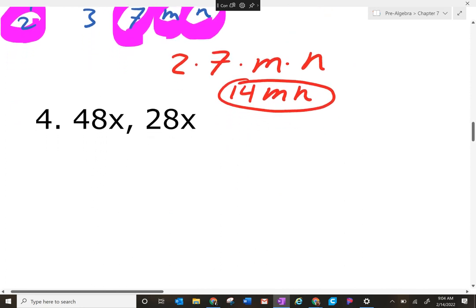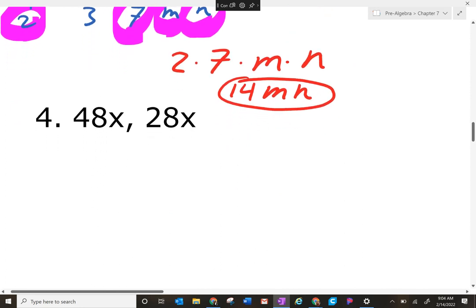Okay, judging by the amount of 5s that I saw, show me that you can factor this. I've got 48x, and I have 28x. Factor that on your paper, and I want to find the greatest common factor for both of them.